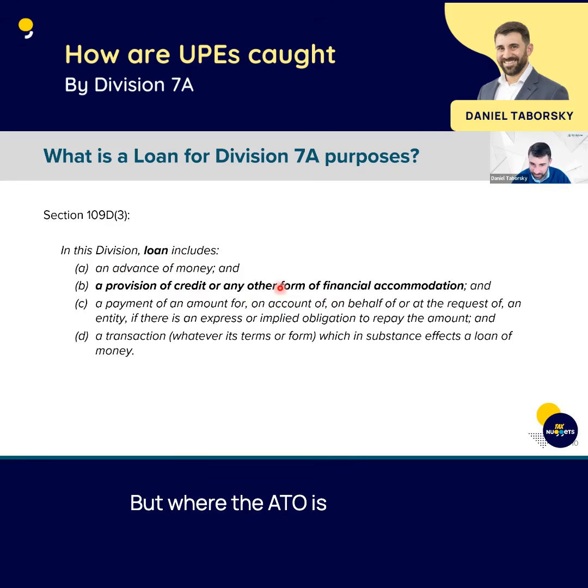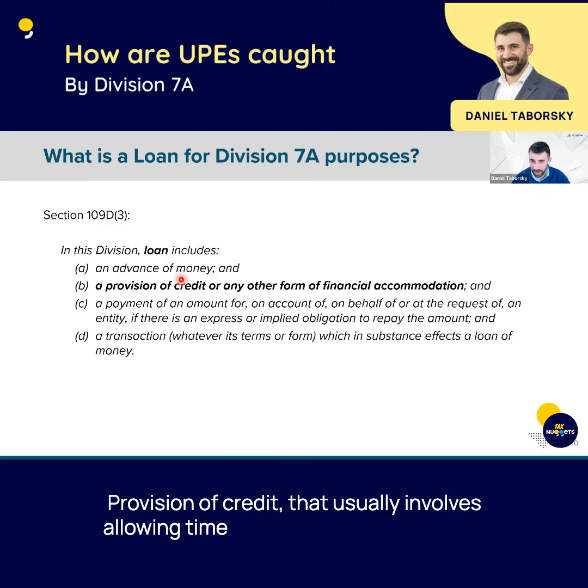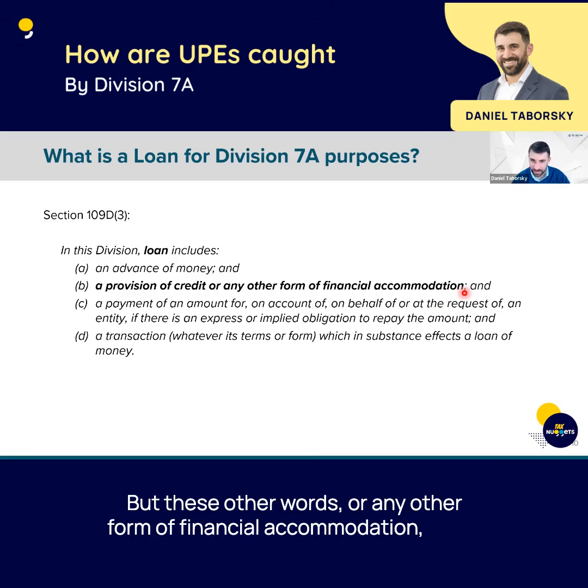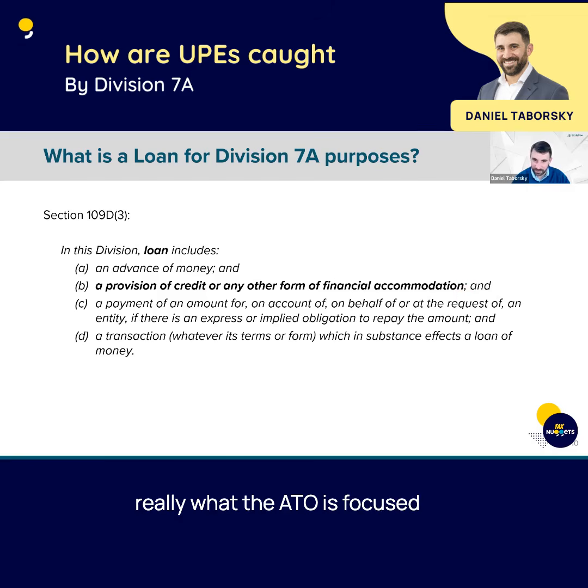But where the ATO is focused in on is these words I've got in bold here. So provision of credit, that usually involves allowing time for a creditor to pay a debt. Probably not entirely clear, but probably a UPE isn't captured by that, again, because the UPE isn't a debt. But these other words, or any other form of financial accommodation, that's really what the ATO is focused on. I think that has potentially quite a broad meaning, a wide meaning.